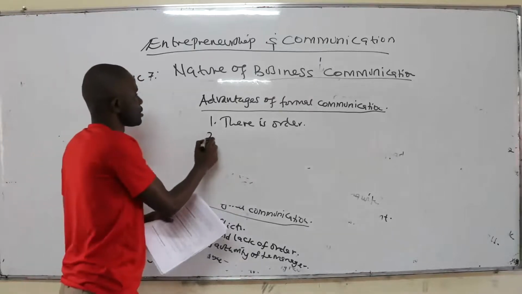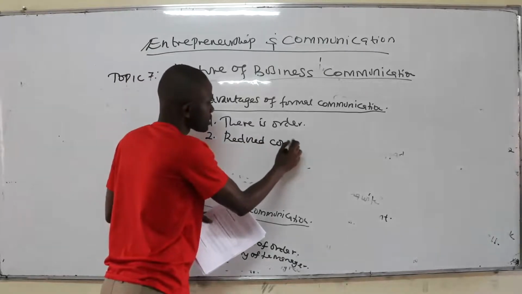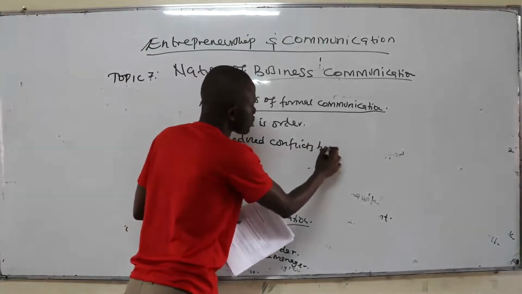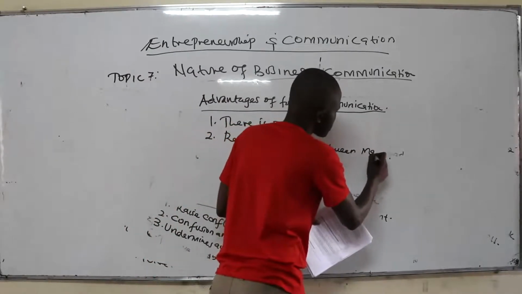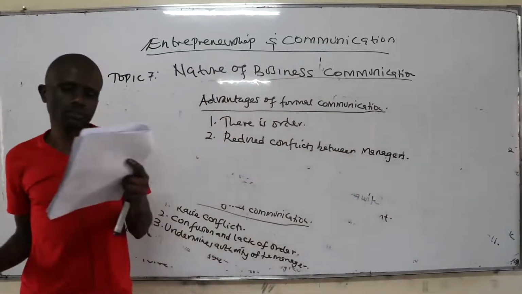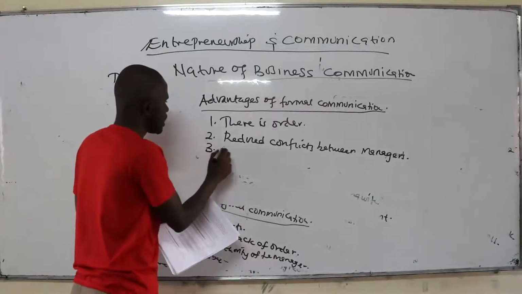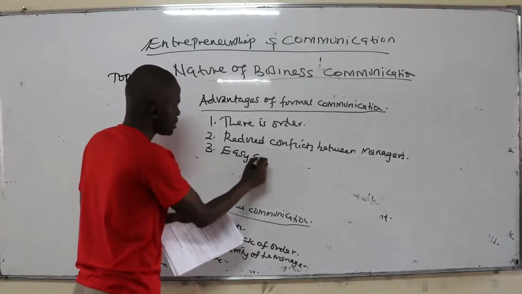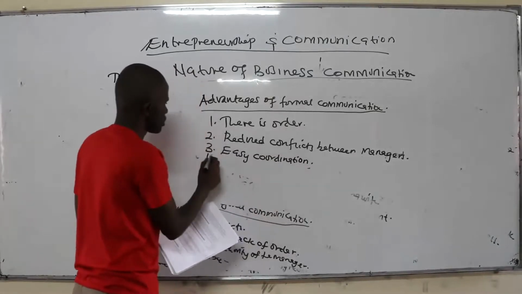then there is orderliness in the organization. Then, number 2, reduced conflicts between managers. You just give us a very small explanation. Reduced conflicts between managers. 3, is a coordination.